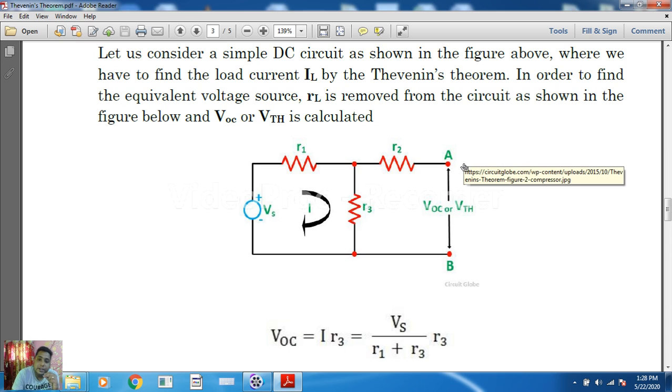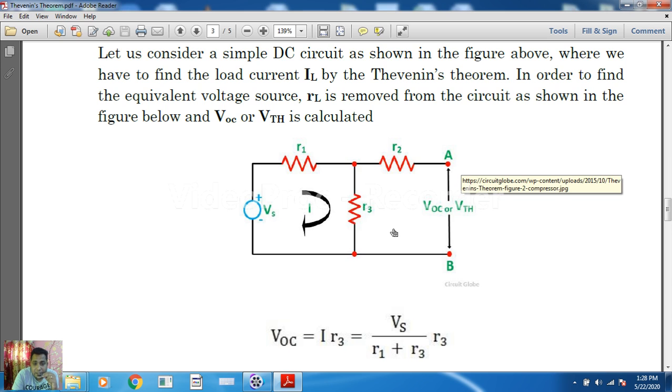But if we connect a voltmeter over there, we will get some voltage. So where are we getting this voltage? Actually, this voltage is the voltage drop across R3. Whatever voltage drop appears across R3 will appear across the AB terminal.